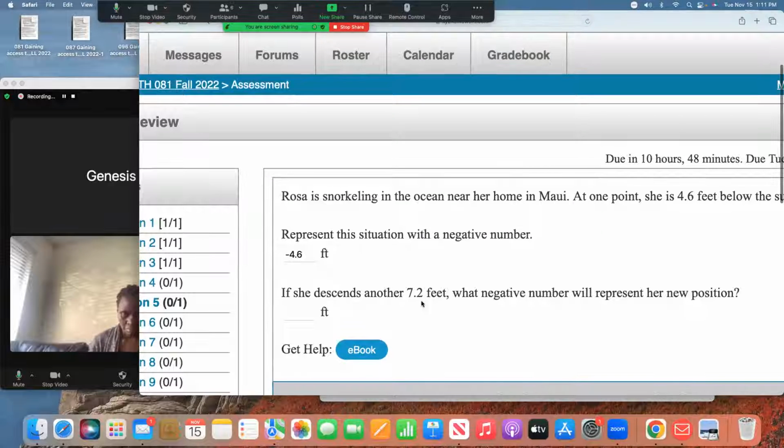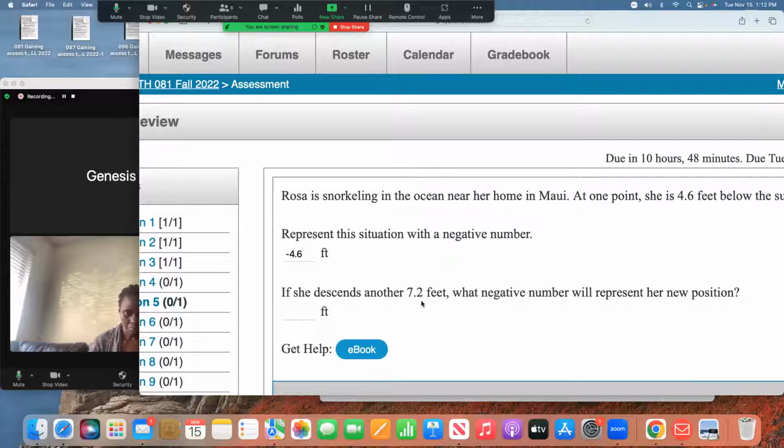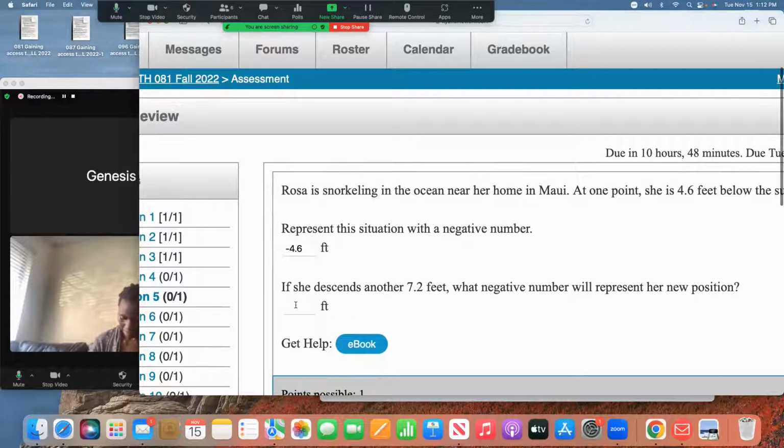If she goes down another 7.2, then she's going even more negative. And so what would that be? Well, and if we need to go to paper, just let me know. But we're at -4.6. And then we're going to drop some more. And so the dropping some more is also negative 7.2. So the two signs are both negative, and so we're getting lower and lower. So we add the two numbers, which is 11.8. It would have to be negative because she's going lower and lower. Does that make sense?